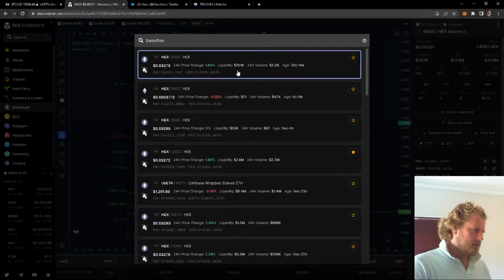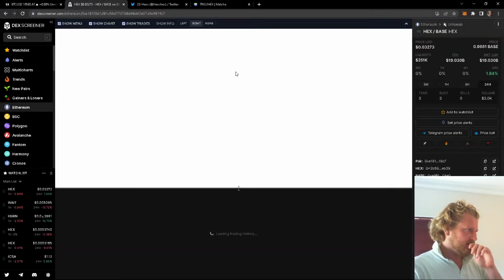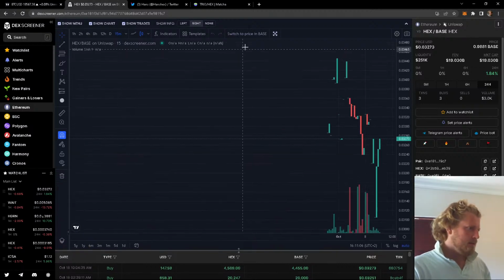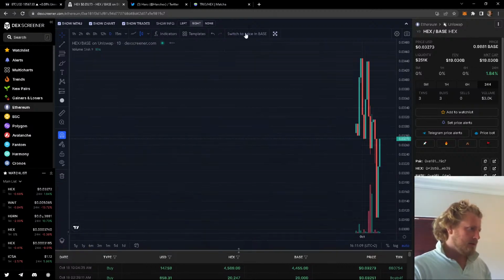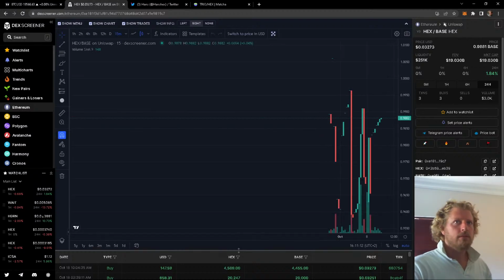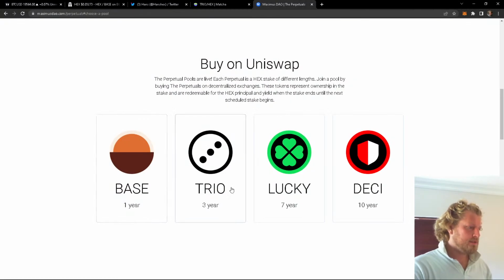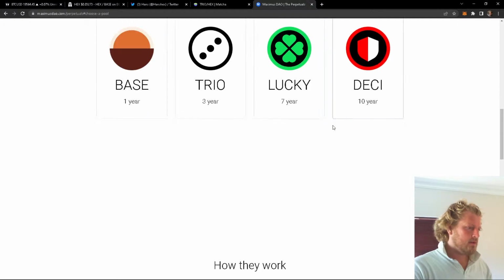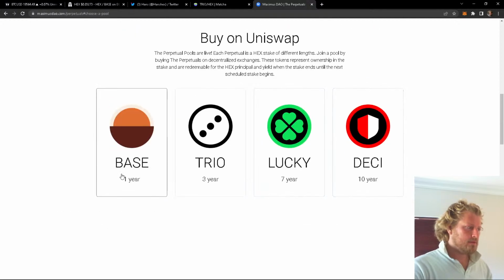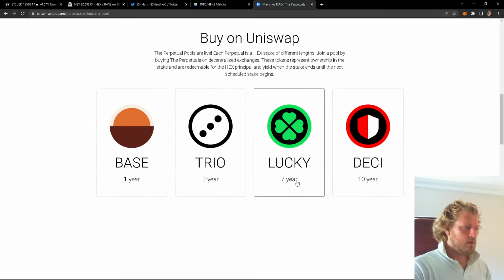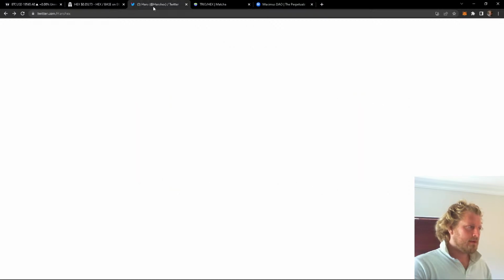Let's look at it versus Hex. Damn, there's a lot of liquidity on this one. Let's go to the daily and look at the ratio. So here are all the different staking pools: Base, Trio, Lucky, Desi, and obviously Maxi as well, being 15 years. 1 year, 3 years, 7 years. Now I like the 7 years as well. This coincides exactly with the bull run top after this one. I mean, they planned it perfectly, right?